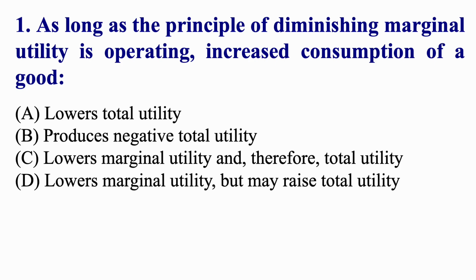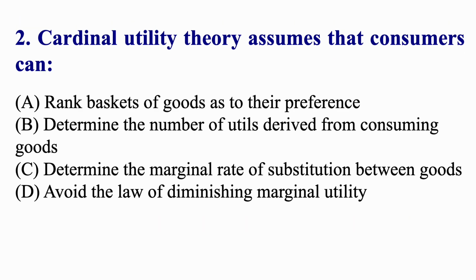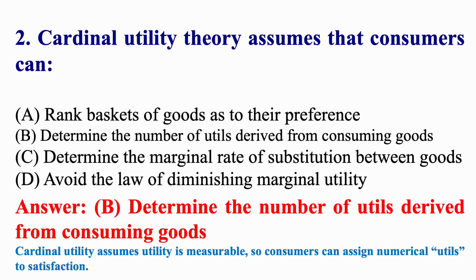As long as the principle of diminishing marginal utility is operating, increased consumption of a good lowers marginal utility but may raise total utility. Cardinal utility theory assumes that consumers can determine the number of utils derived from consuming goods.